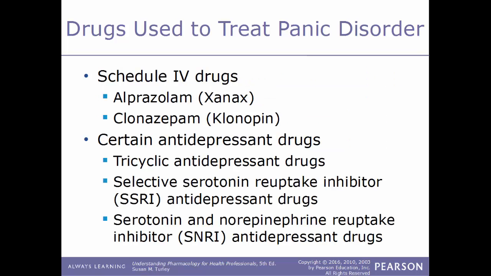Some examples of drugs that could be used to treat panic disorder are Schedule 4 drugs, including alprazolam, which is Xanax, and clonazepam, which is Klonopin. Certain antidepressants could also be used, such as tricyclic antidepressants, and SSRIs and SNRIs.